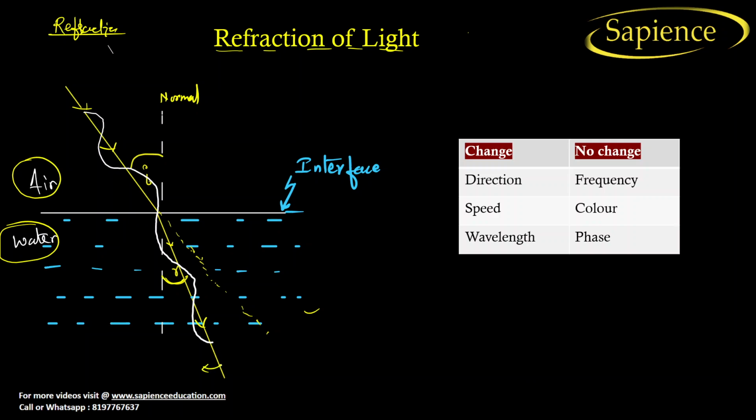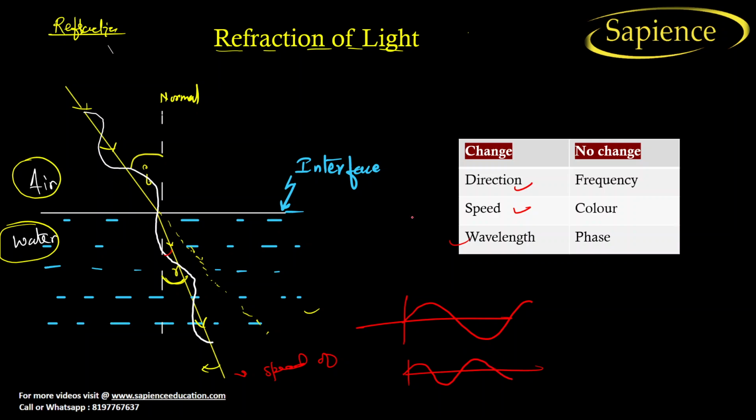What are the things which will change when light passes from one medium to another? The first thing is direction. Definitely direction is changing. The second thing is speed. Definitely the speed of light will change. Next one is wavelength. Let us suppose earlier the light has a wavelength like this; definitely the wavelength will become like this.